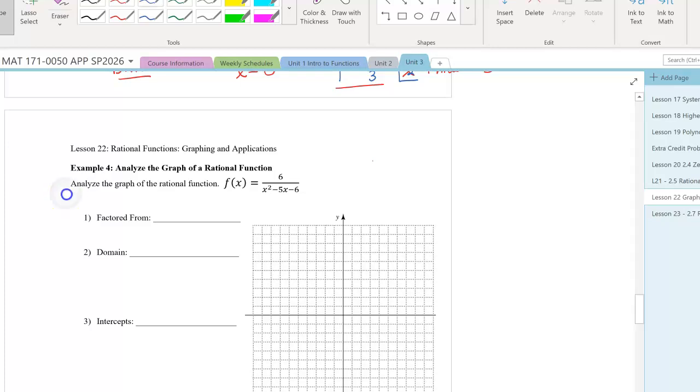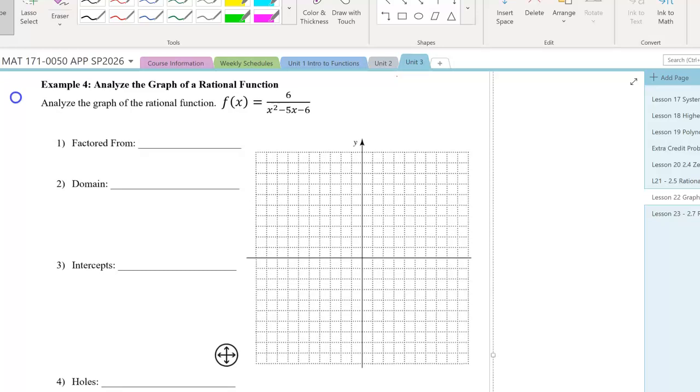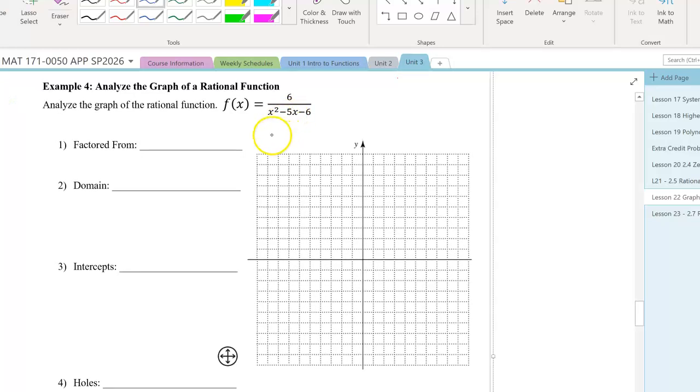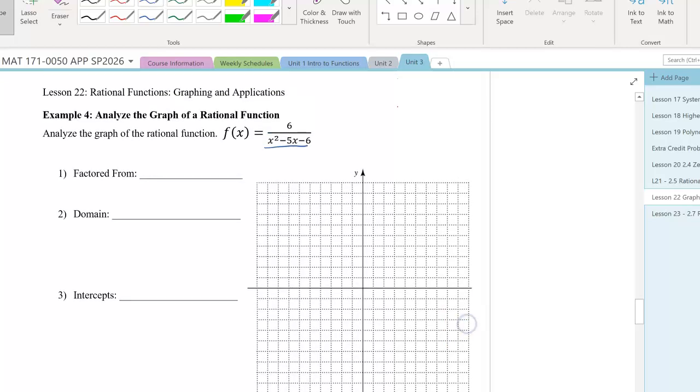In this video, we will be analyzing the rational function f of x is equal to 6 over x squared minus 5x minus 6. The first thing we want to do is go ahead and factor this function, and I notice that x squared minus 5x minus 6 can be factored. Remember, we are looking for two numbers that will multiply to give us negative 6, and that will add to give us negative 5.